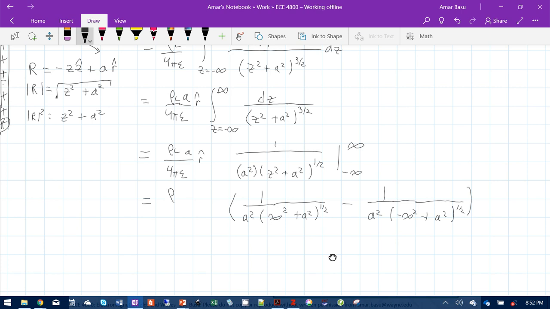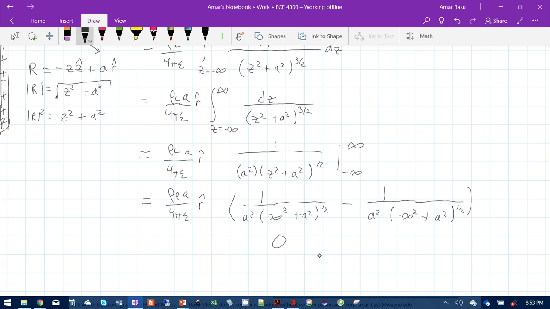All right, so we get rho L A over 4 pi epsilon R hat. So what do we find here? Infinity squared plus A squared is going to be about infinity, right? Assume it's going to be much larger than A. And so this ends up being 1 over infinity. Did we get that right? Zero. No, that's not supposed to happen.